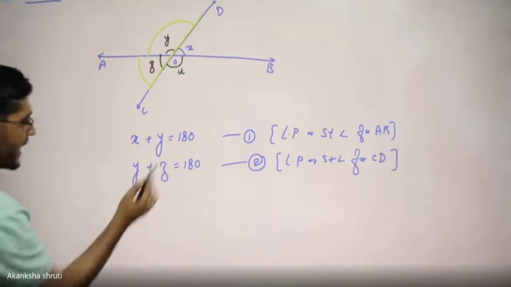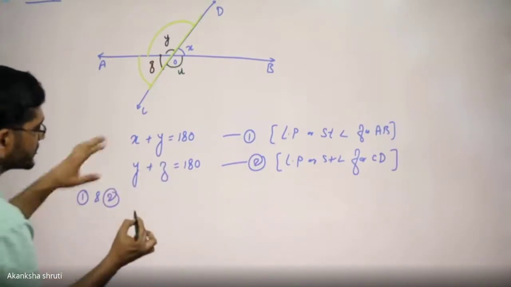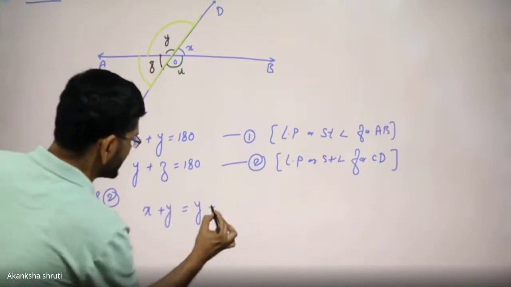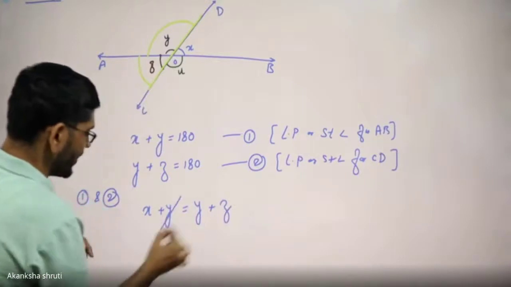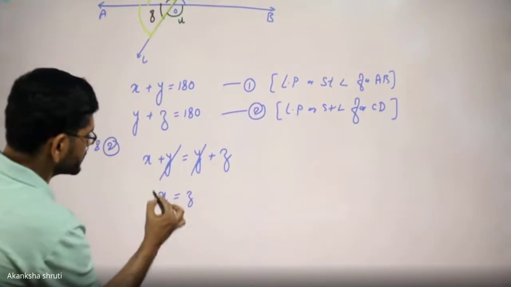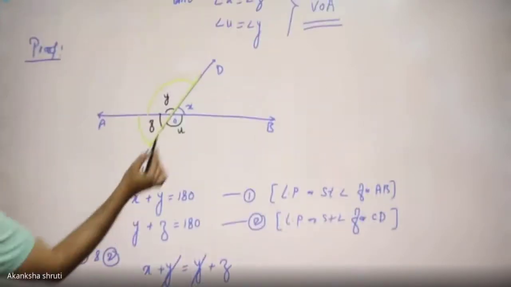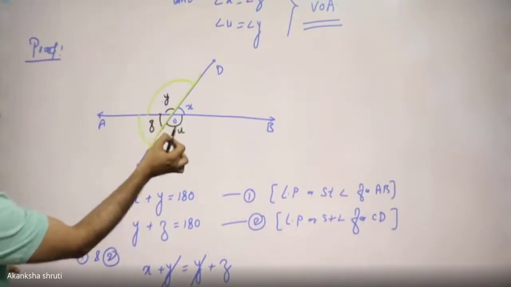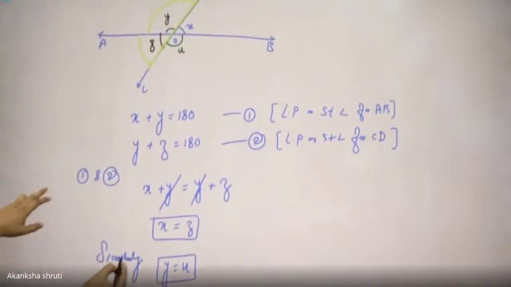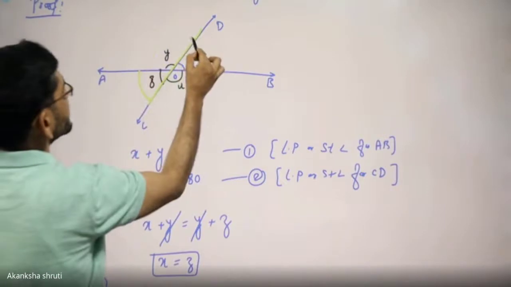Students, considering this, we have written this mathematical relation. Now see, the right hand sides are equal. Therefore, their left hand sides can be equated. So X plus Y equals Y plus Z. Now see, Y is the same on both sides. So what is left is X equals Z. Similarly, if we take the other pair, we can prove that Y equals U. So if you have to prove, just take one pair, prove it, and write similarly for the other.